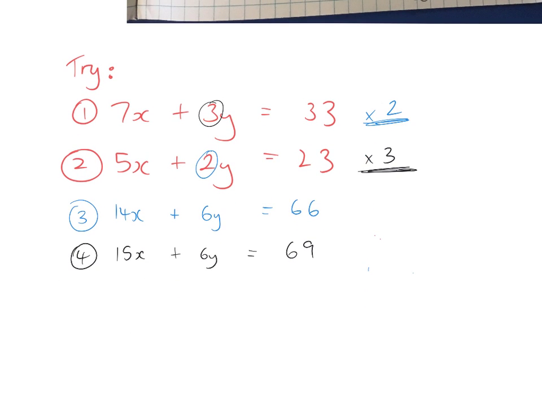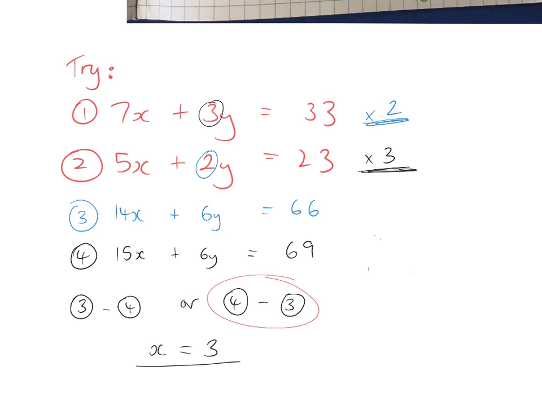Now, I'm either going to do 3 take away 4, or I'm going to do 4 take away 3. I'm going to choose this one because 15x take away 14x will give me 1x. The other way around, 14x take away 15x will give me minus 1x. Don't want that, so I'm taking away that way. So that's going to give me 1x, which we'll just call x, 6y take away 6y, so that's just gone. And then the next thing is an equal sign, and then 69 take away 66 is 3. I found out that x is 3.